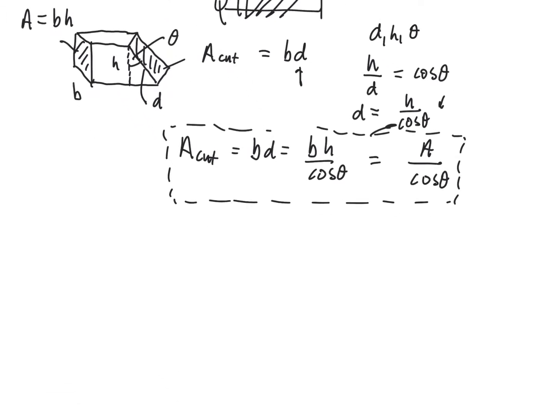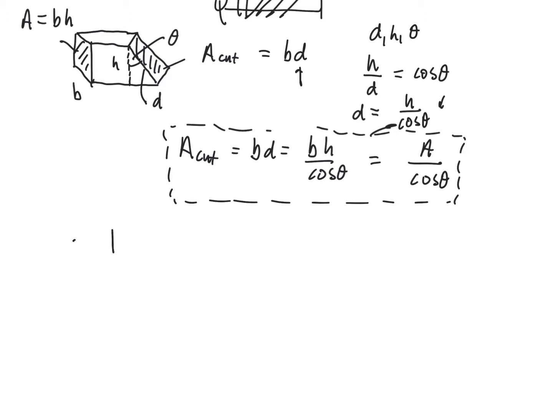So again, as we slice it, it grows. If theta is very small, then cosine is very close to 1, but it's less than 1, and so we're dividing by, say, 0.95. So we get a little bit of an increase in the area. Then as we increase theta, we increase the area of the cut. Well, now we're ready to calculate what the stresses are going to be.